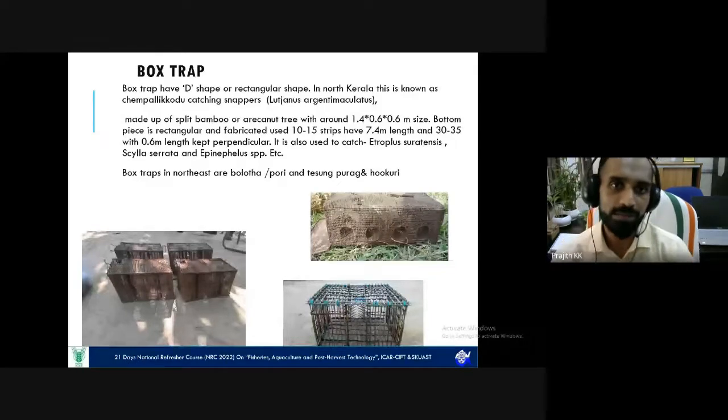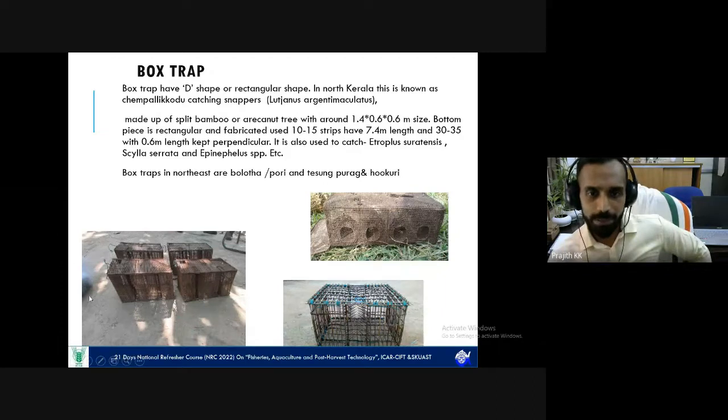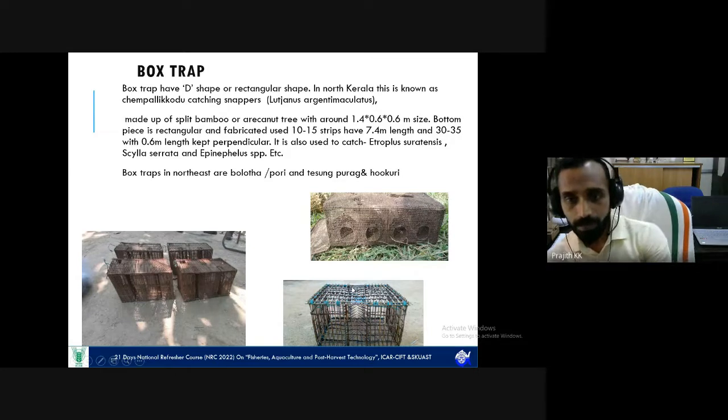So coming to another trap, the box type trap. As the name indicates, it is box type. There will be some funnel, maybe round or vertical kind of funnel, so an entrance will be there. Fishes will be moving in there. This also depends on the availability of material, sometimes bamboo, mainly for catching Metapenaeus, then crabs and species of brackish water.